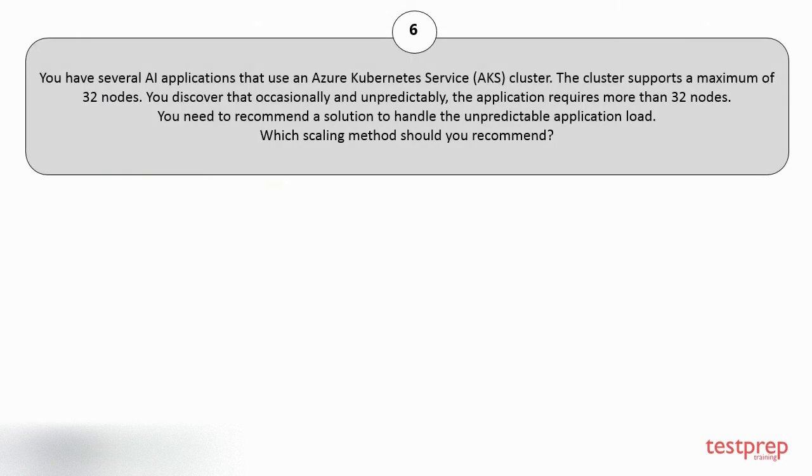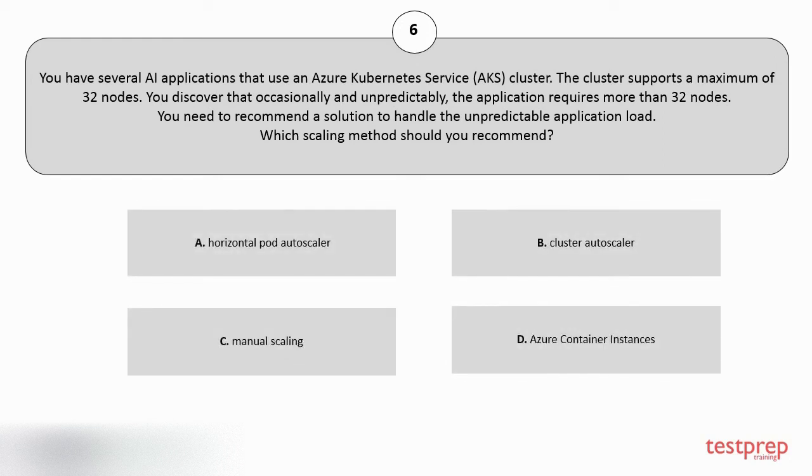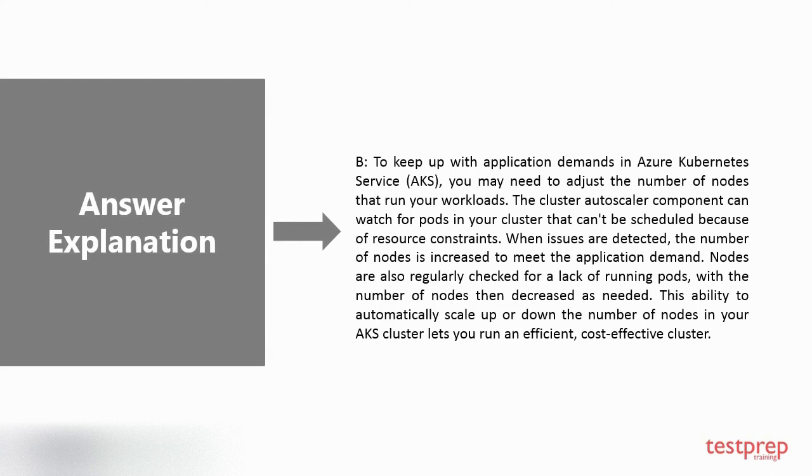Question number 6. You have several AI applications that use an Azure Kubernetes Service, AKS, cluster. The cluster supports a maximum of 32 nodes. You discover that occasionally and unpredictably, the application requires more than 32 nodes. You need to recommend a solution to handle the unpredictable application load. Which scaling method should you recommend? Your options are A. Horizontal pod autoscaler, B. Cluster autoscaler, C. Manual scaling, D. Azure Container Instances. The correct answer is option B. You can refer to the following for the explanation of the answer.